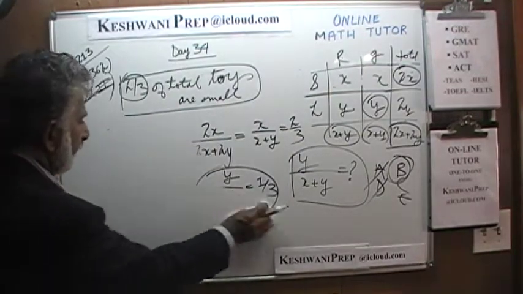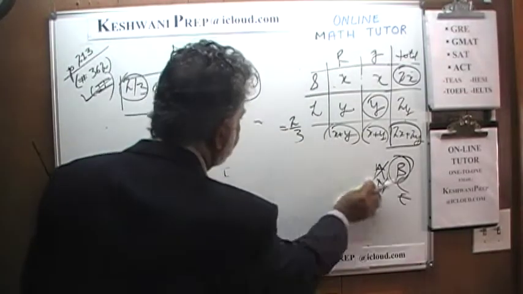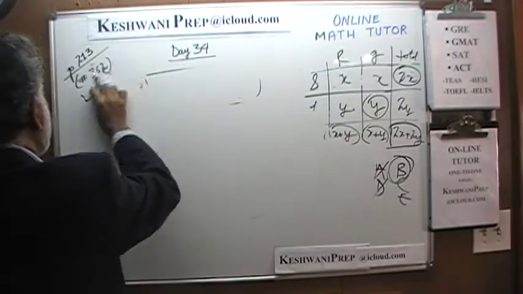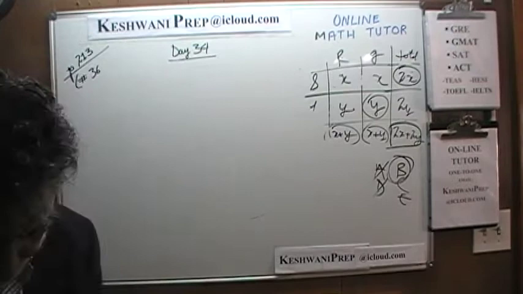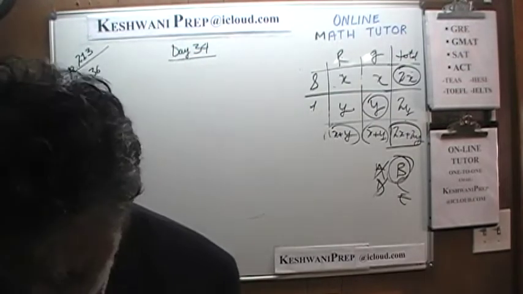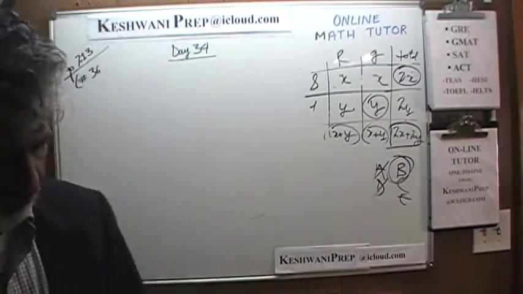Let's look at the next one. Maybe I was going too slowly. Maybe I was getting too much of a leisurely pace.